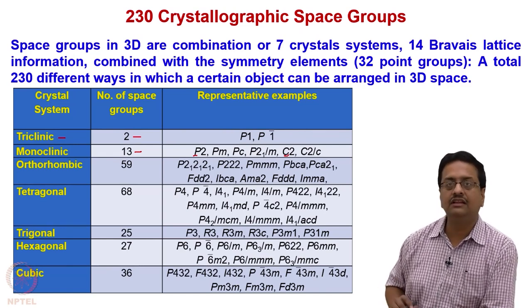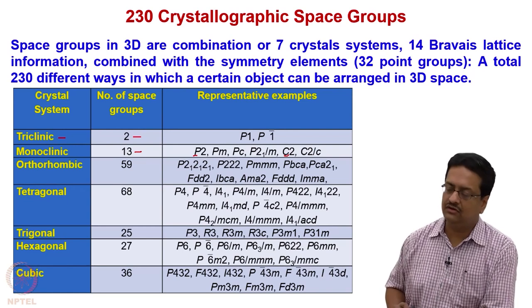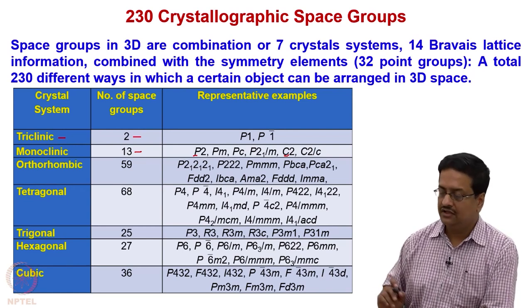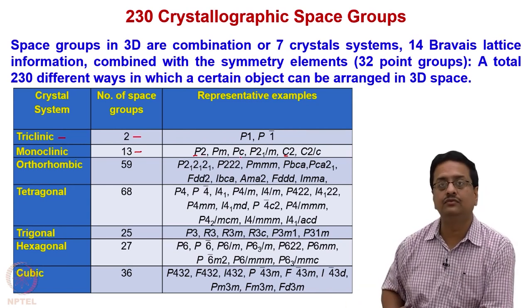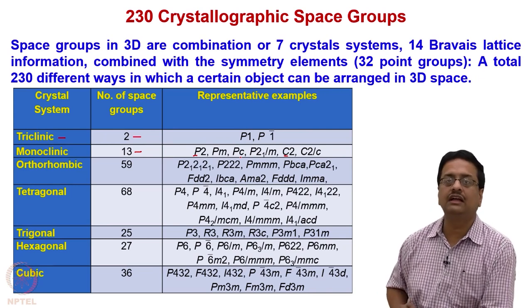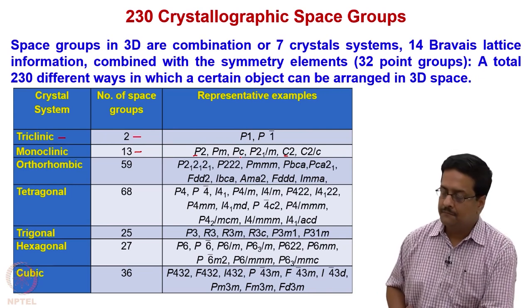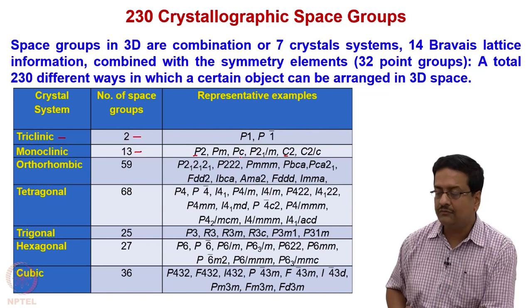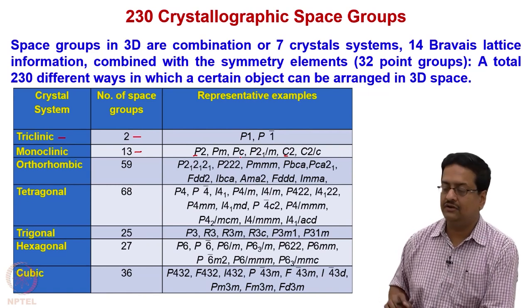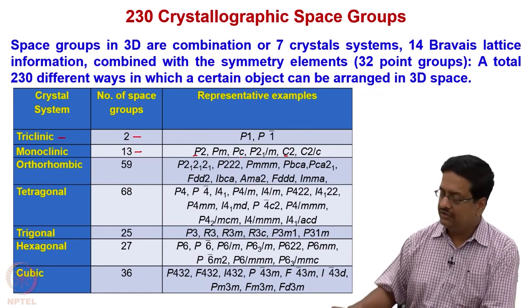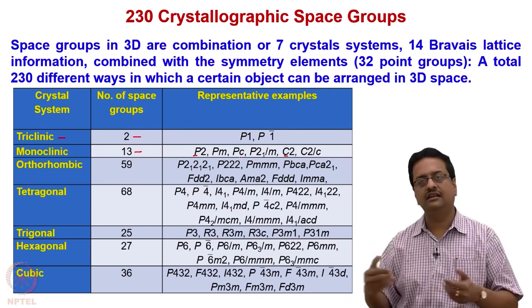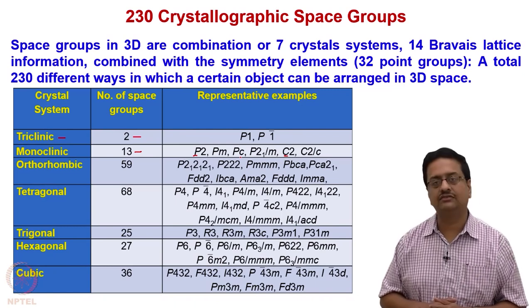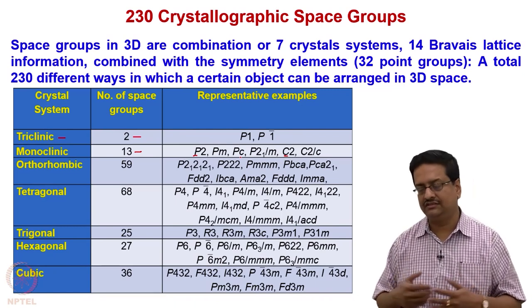In case of monoclinic, there can be centrosymmetric and non-centrosymmetric space groups. The non-centrosymmetric space groups are P2, Pm, Pc, C2, etc., where you do not have a center of inversion. Whereas in case of P21/m or P2/m or C2/c, where we have a combination of a twofold axis and a perpendicular mirror, it results in a centrosymmetric lattice or centrosymmetric crystal structure.